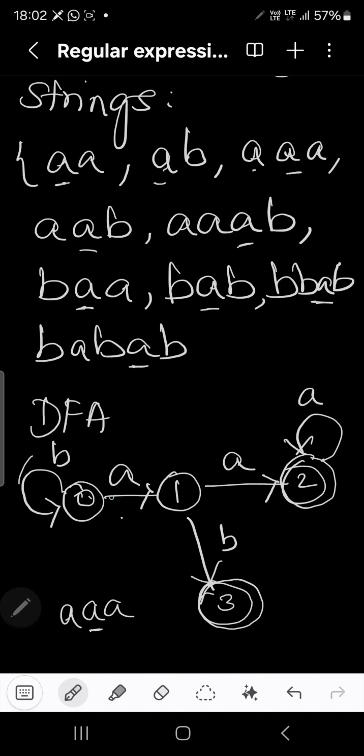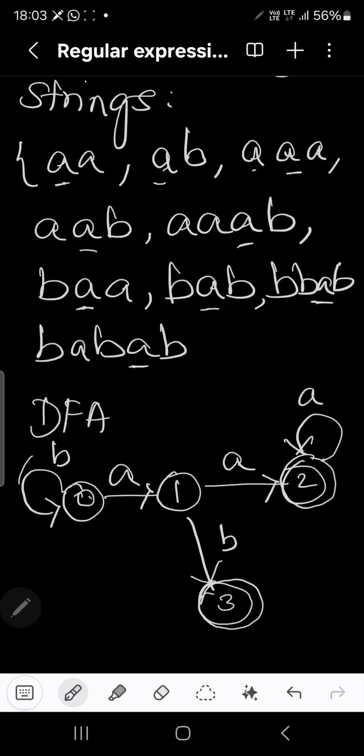You can see that from 0 to 1 on input A it goes from 0 to 1. On the second input A it goes from 1 to 2. On the third input A it goes from 2 to 2. So in this string also the second character from the right is an A. Any number of A's, 4 A's, 5 A's, if we go on adding only A's, in all such strings the second character from the right is an A. So this is acceptable.